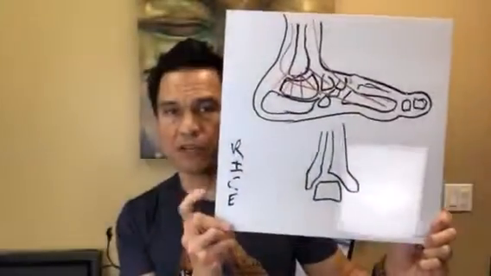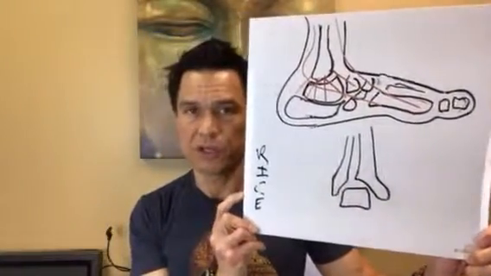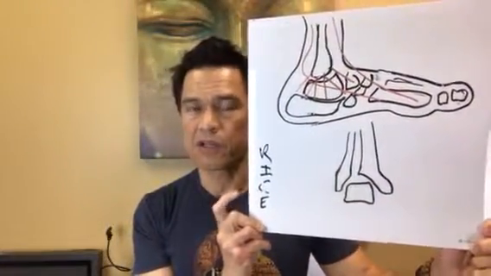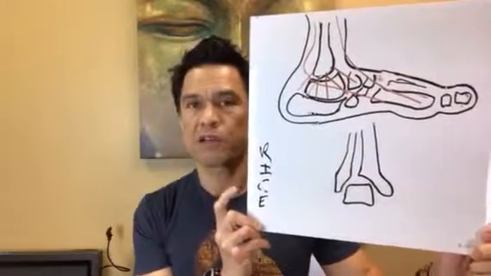If you can't get that, then you always have ACE wraps. You can use ACE wraps for compression. That's the acronym RICE: Rest, Ice, Compression, Elevation. It's important for injury, whether it's in the backcountry or on the field. Rest, Ice, Compression, Elevation causes no further damage.